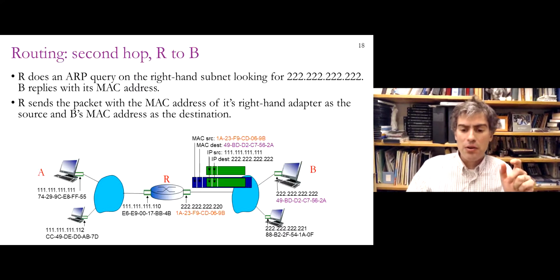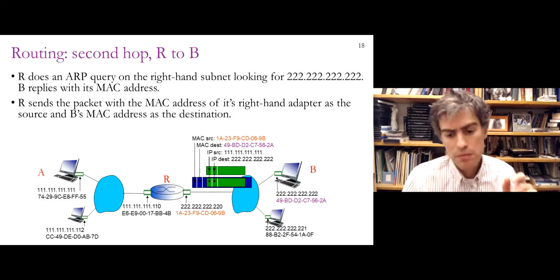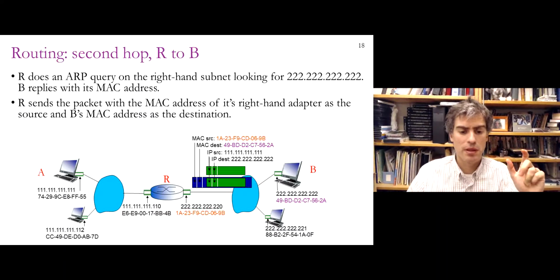But this outer Ethernet frame in dark blue is totally different for every hop that the packet traverses, because the purpose of that Ethernet frame is just to get the packet across a shared link, across one hop.